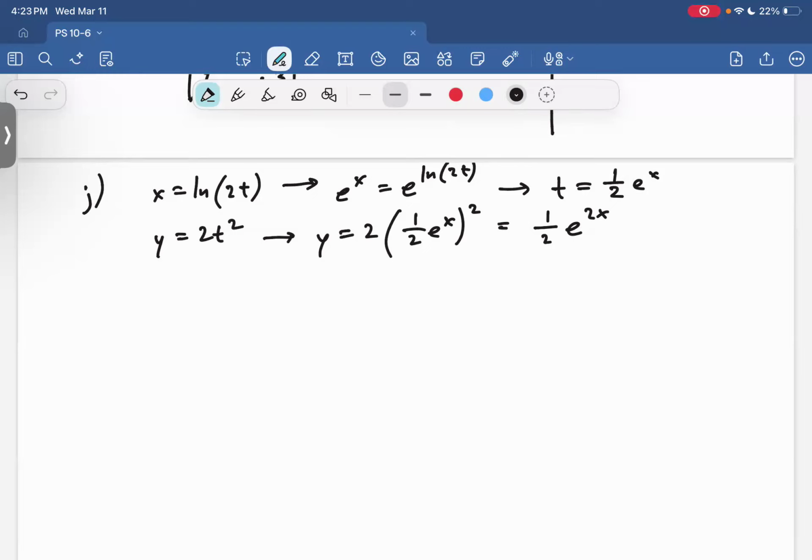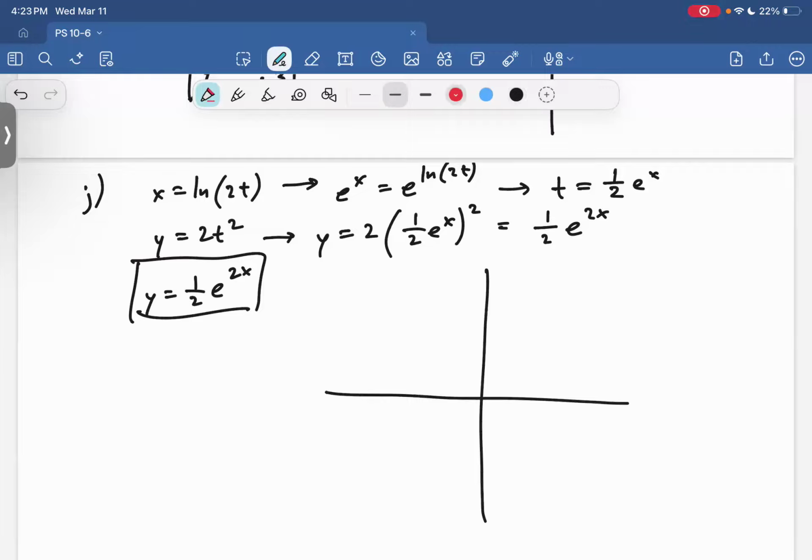Okay, and so that means our rectangular equation is just this exponential function here. And how do we graph that? It's just a very simple exponential curve. Now, are there any domain restrictions? Well, no, because x can be all real numbers, right? As long as we were plugging in positive values of t, x can be all real numbers. And so we don't need to eliminate any points here.